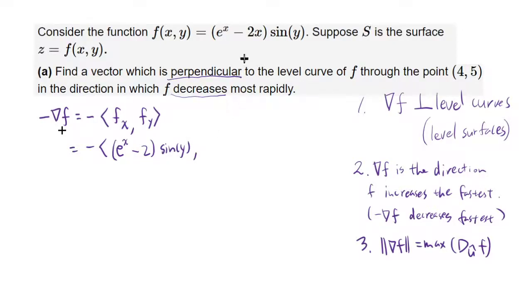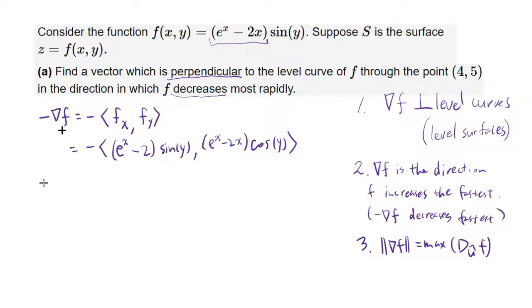And then if you differentiate this by y, this time this x portion is considered as a constant multiple, so that doesn't change. And you only differentiate sine y, which will give you cosine y.